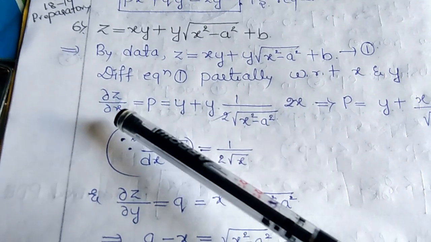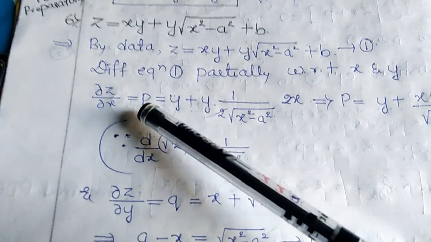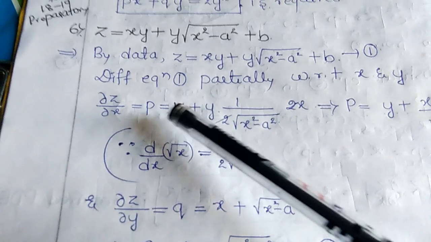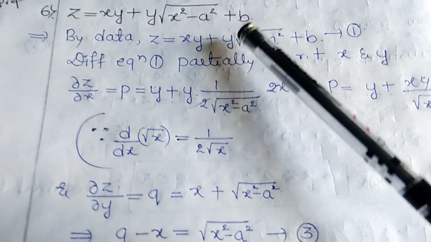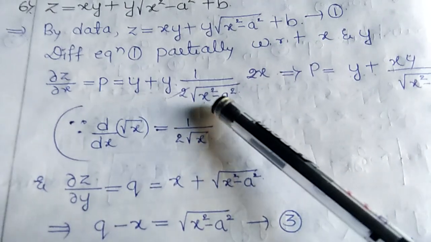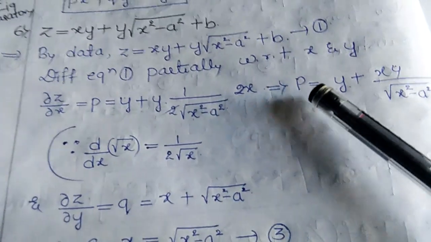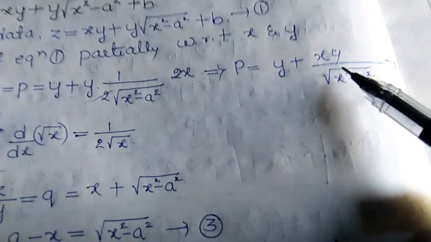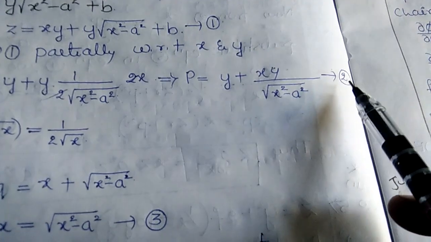So dou z by dou x, we know, is equal to p. Let's differentiate with respect to x, which means y is a constant value, plus y kept as it is. What is the differentiation of root x? It is 1 divided by 2 into root x. So for x square minus a square, the differentiation of x square is 2x. So p is equal to y plus the remaining term xy divided by square root of x square minus a square. Call this equation 2.